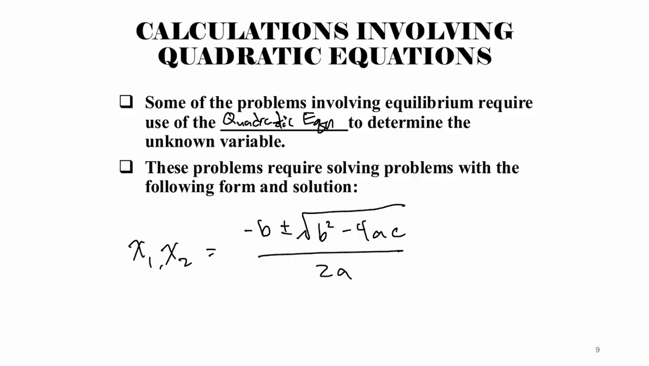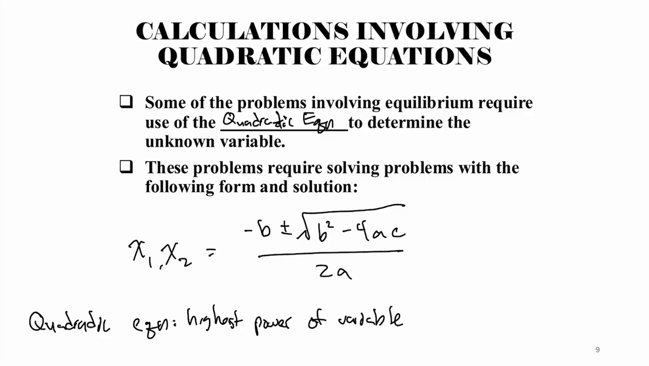Like x squared. If the highest power in your equation is going to be x squared, right? So a quadratic equation is one where the highest power of the variable is 2, right? So x squared, for example.